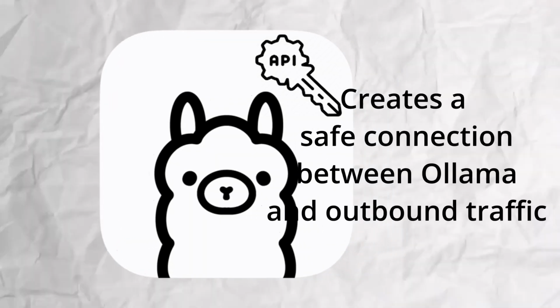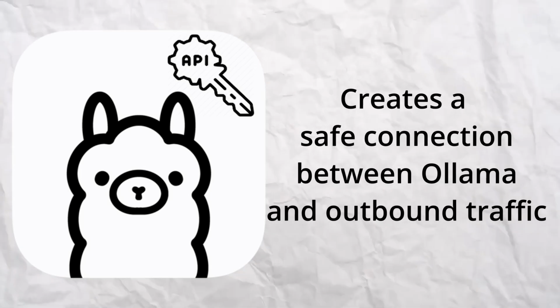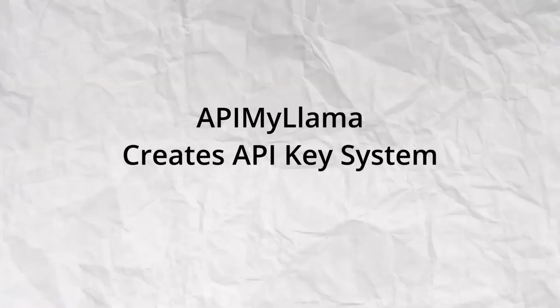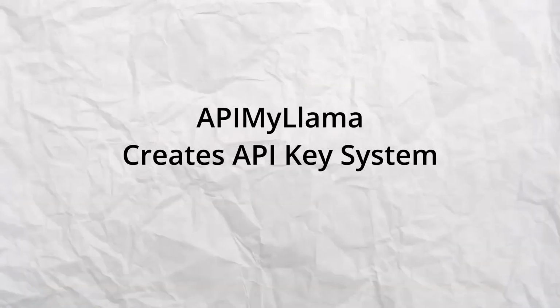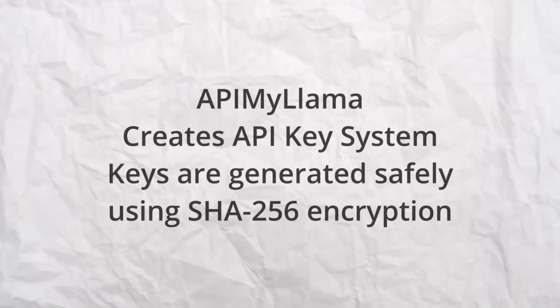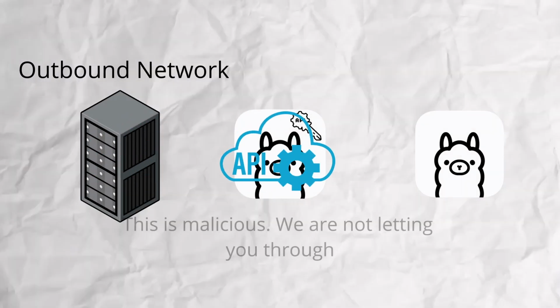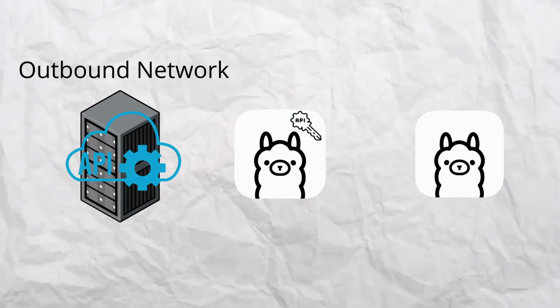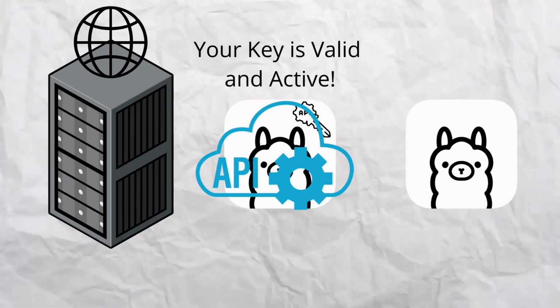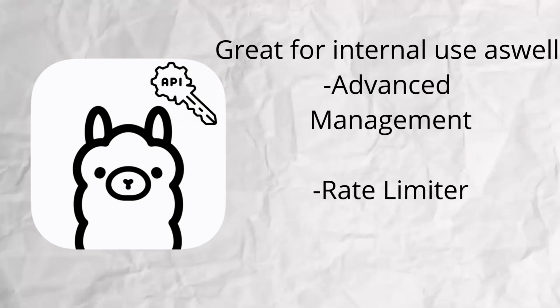I developed APIMyLlama to bridge this gap, providing a secure middleware solution that enables safe and controlled access to Ollama's capabilities from anywhere. My solution incorporates the API key system with Ollama. These keys are generated securely using the SHA-256 encryption system. Additionally, everything is handled within the middleware, ensuring that no request gets through unless it includes a valid and active API key. For example, with my tool, you could build a chatbot for a website that securely contacts Ollama using an API key. Furthermore, APIMyLlama is even great for internal use because it offers advanced management features and a robust rate limiter.